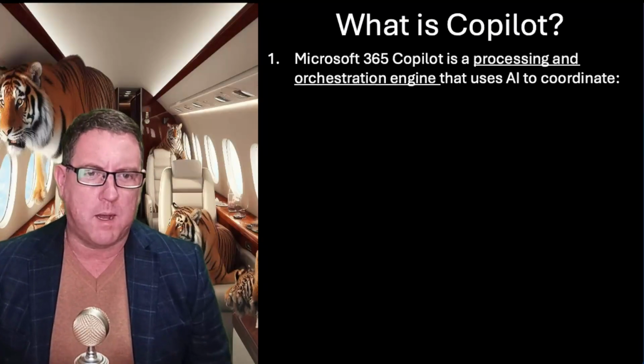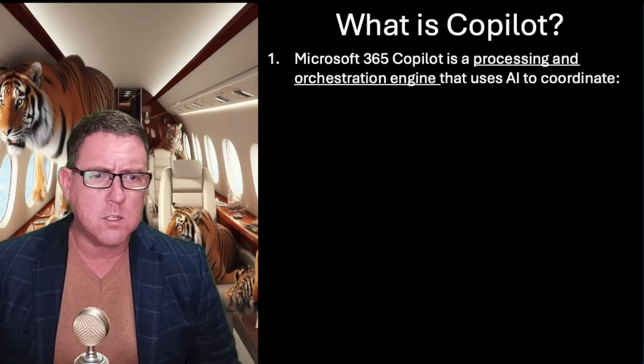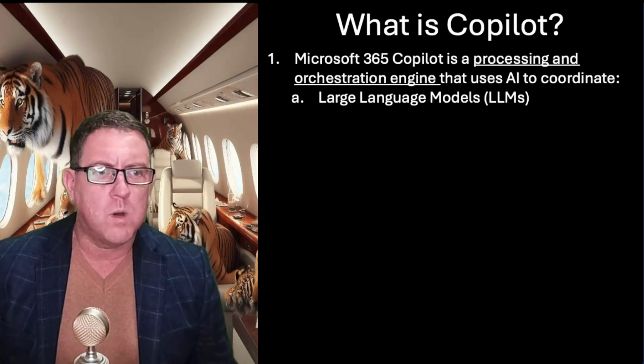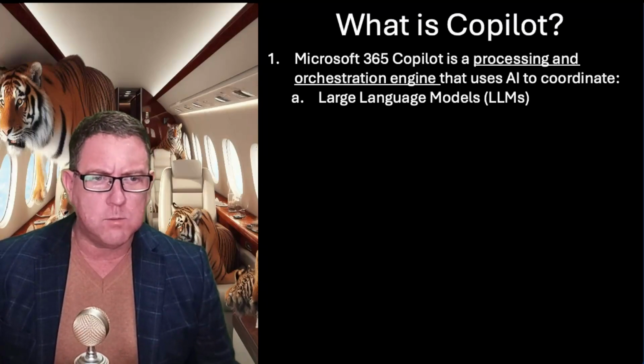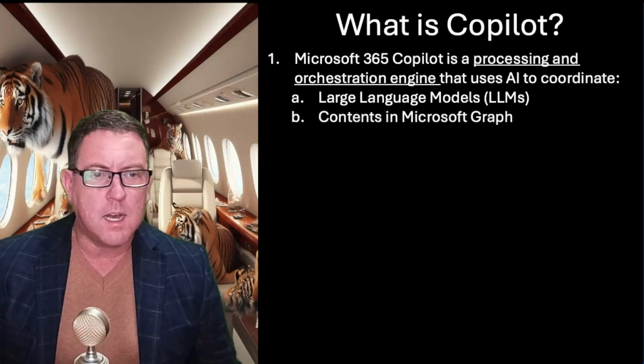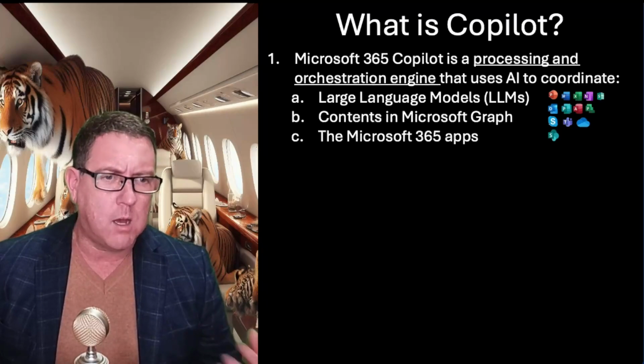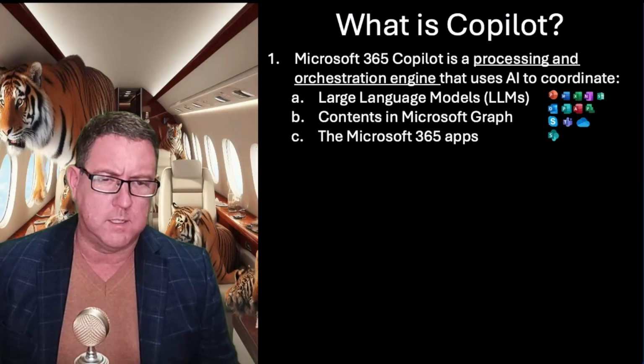All right, what is Copilot? In a nutshell, all Copilot is a processing and orchestration engine used to coordinate AI. And what it coordinates is the large language models, the contents in the Microsoft Graph, which we'll talk about, and the Microsoft 365 apps like Outlook, Word, or PowerPoint.